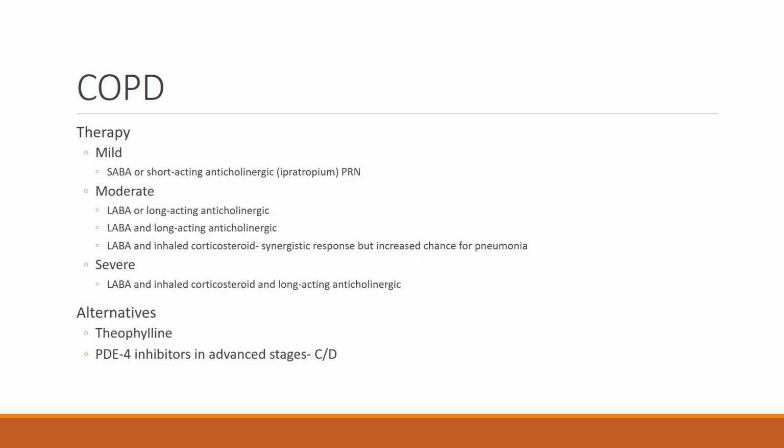Another popular option is a long-acting beta agonist with an inhaled corticosteroid, very common, similar to what you use in asthma. You do see a synergistic response, so a better response than you would with either of those agents alone. But there is an increased chance for pneumonia when you're using the steroids, so we just have to be aware of that. A lot of times, because of the steroid risk with osteoporosis and potentially the pneumonia risk, we see steroids not as first line, maybe starting with the long-acting anticholinergic or the long-acting beta agonist.